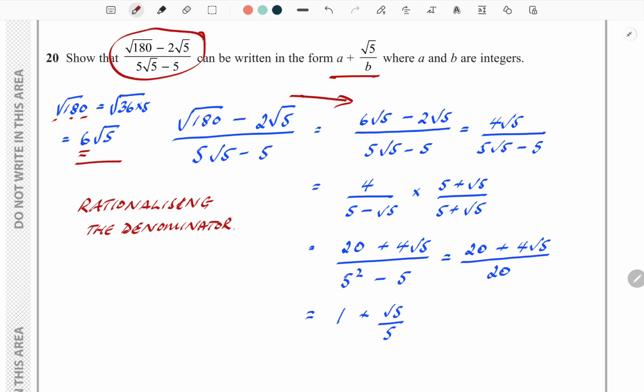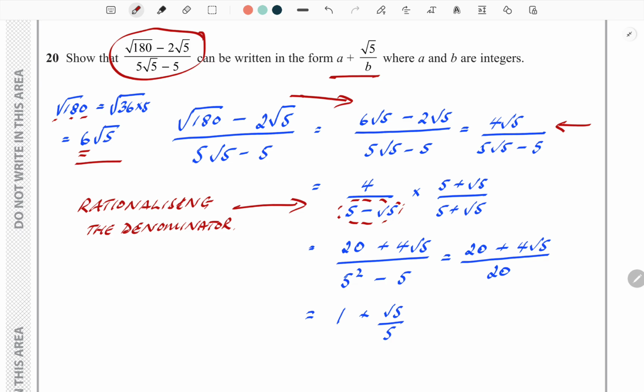And in this case, we get 6 root 5 minus 2 root 5 is 4 root 5, divided by 5 root 5 minus 5. This whole thing is a real mouthful, but I'll try and keep it as clear as I can. Next thing we need to do is rationalize the denominator, because we have a square root in the denominator, and we don't want that.